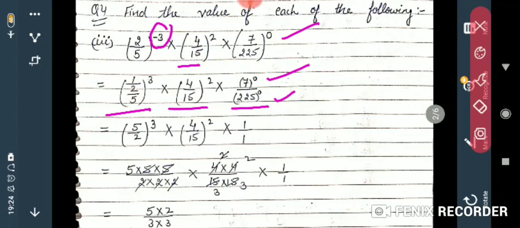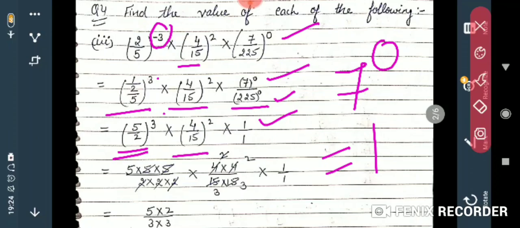Now here, if we do the reciprocal, what will it become? 5 by 2, and the power will become positive. Similarly, 4 upon 15 to the power 2. Now here, yesterday I explained, if any number has the power 0, then the answer will be 1. So 7 to the power 0 is 1, 225 to the power 0 is 1.